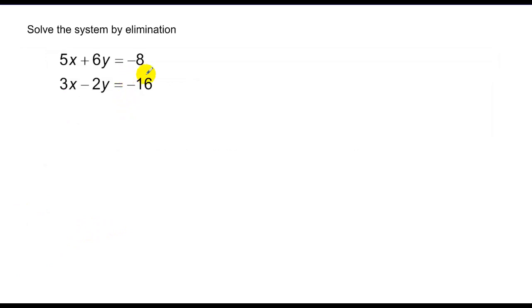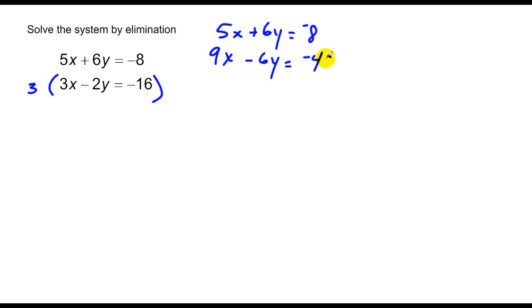So you'll see here I have two equations, two unknowns. If I try to do substitution, it's going to be painful because I'll get fractions all over the place. But I notice here, if I were to multiply both sides of the bottom equation by 3, I now have first equation, which is 5x plus 6y equals negative 8. And my second equation becomes 9x minus 6y equals negative 48.